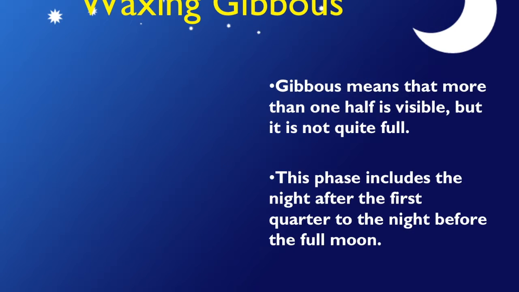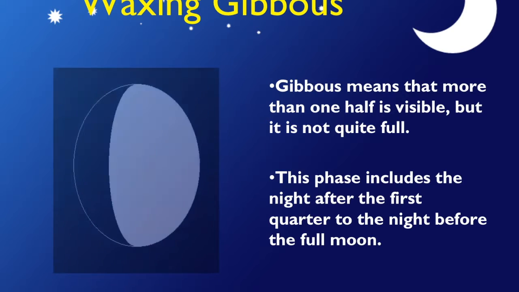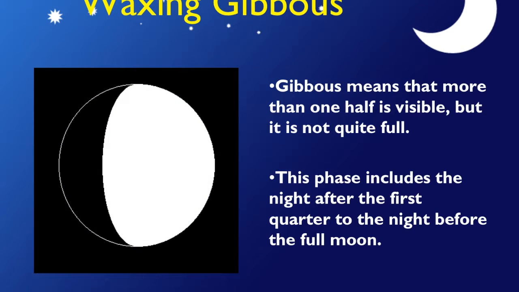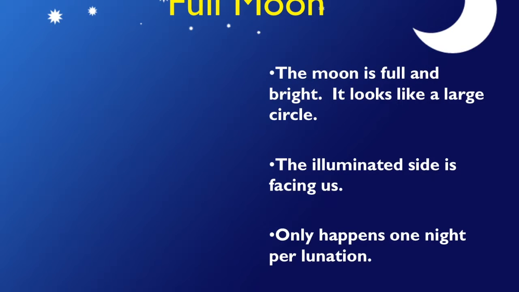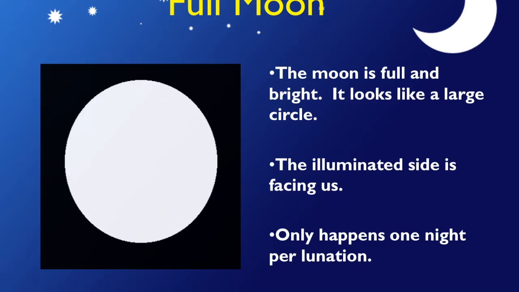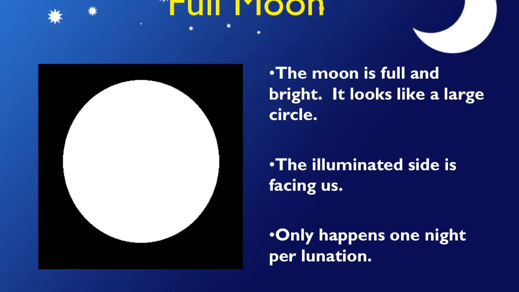Waxing gibbous. Gibbous means that more than 1/2 is visible, but it is not quite full yet. This phase includes the night after the first quarter to the night before the full moon. Full moon. The moon is full and bright. It looks like a large circle. The illuminated side is facing us. It only happens one night per illumination, and this is the phase that most people know the most about.